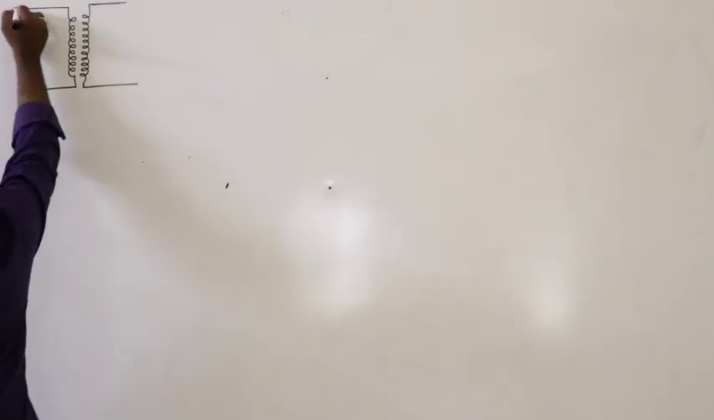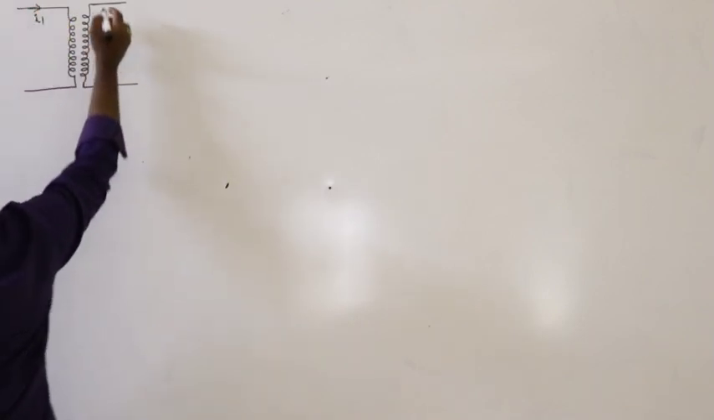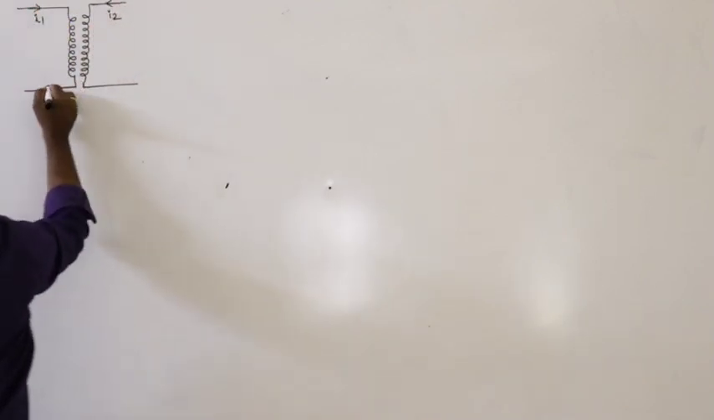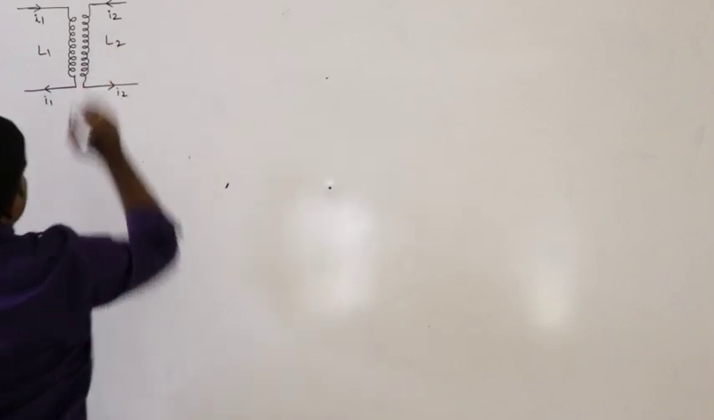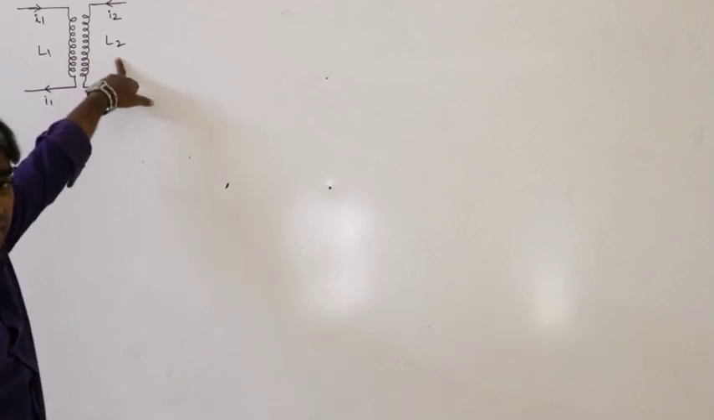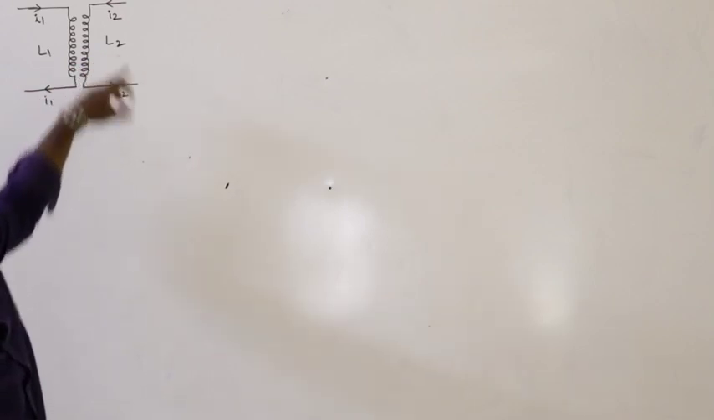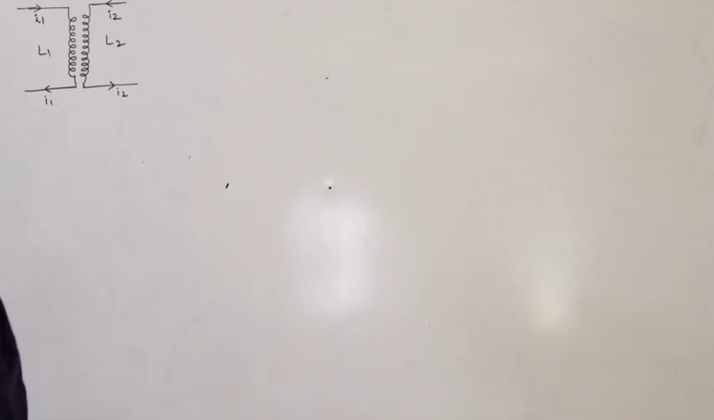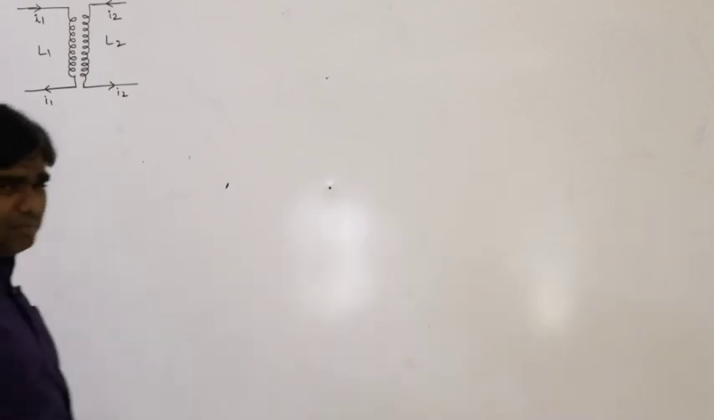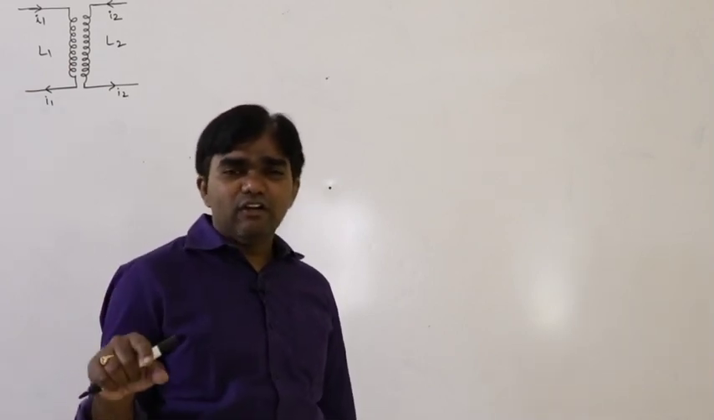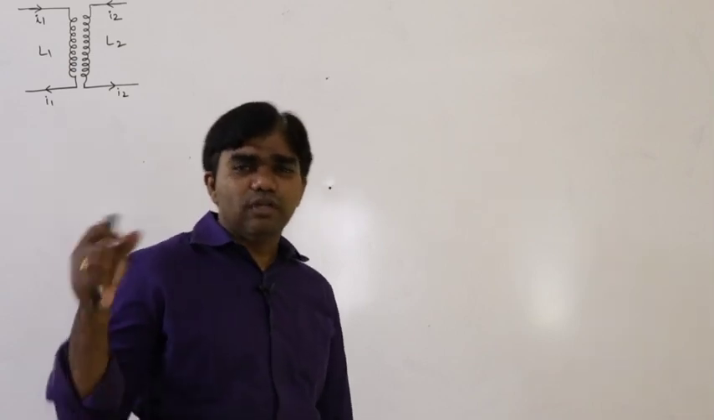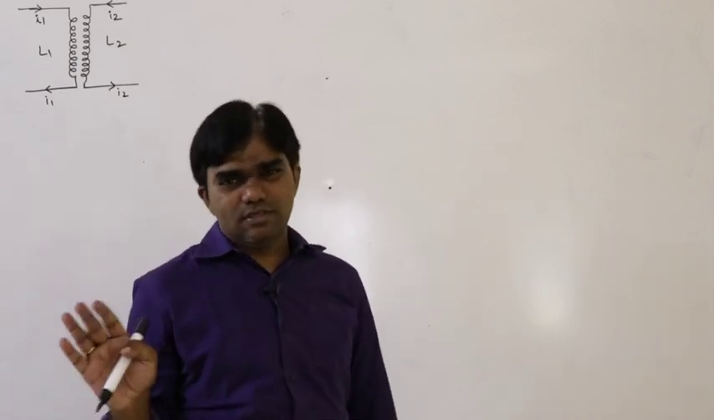these are the two coils placed like that. Here the current passing is I1 and here the current passing is I2. Its self-inductance is L1 and the self-inductance of the second one is L2. Due to the flow of current through the solenoid, a certain magnetic field is developed, due to that magnetic field flux is generated, and due to that EMF is induced. This is a common process.